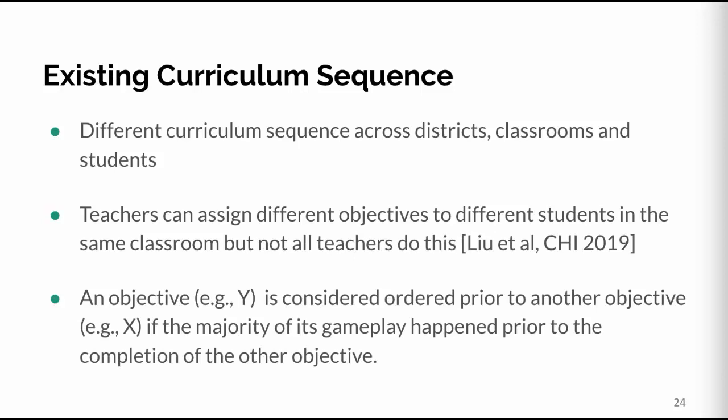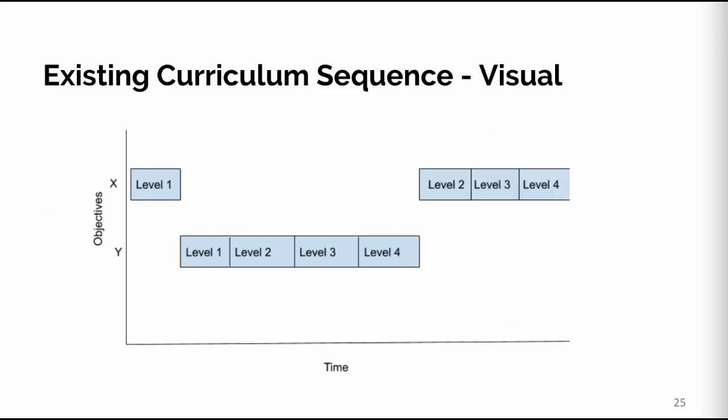An objective, for example, y, is considered ordered prior to another objective x if the majority of its gameplay happened prior to the completion of the other objective. For example, we consider y as ordered before x if a student attempted the first level of objective x and was switched by the teacher to objective y, completed all levels in objective y, and only then completed the rest of the levels in objective x. In this situation, we say that most of the gameplay in y happened before x.